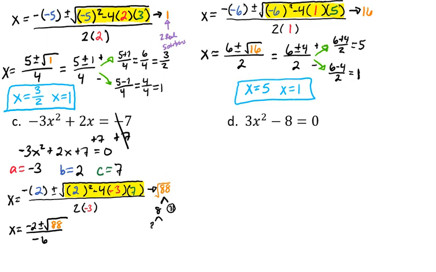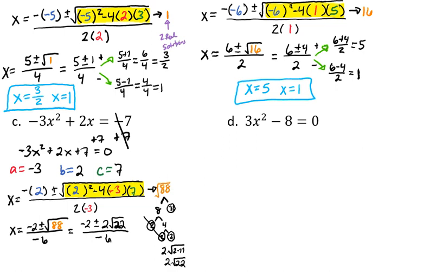And 8 breaks down with a 2 and a 4. And 4 breaks down with a 2 and a 2. We have a pair of 2's. So that's going to leave me with 2 square root of 2 times 11, which is 2 square root of 22. So that's what we're going to put into that place. So what we really have is negative 2 plus or minus 2 square root of 22 over negative 6.